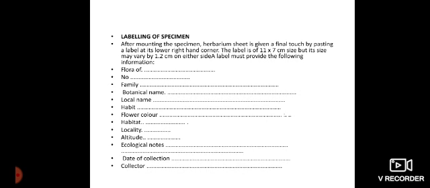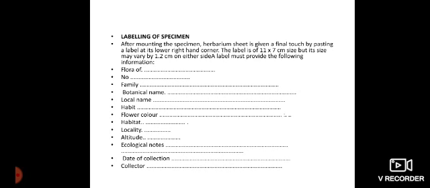So this is how the actual herbarium sheet is containing the data. After mounting the specimen, the herbarium sheet is given a final touch by pasting a label on it in the right manner. The label is 11 by 7 centimeters, whereas the herbarium sheet size is 29 by 42 centimeters. But the collection label of 11 by 7 centimeters varies by 1.2 centimeters.